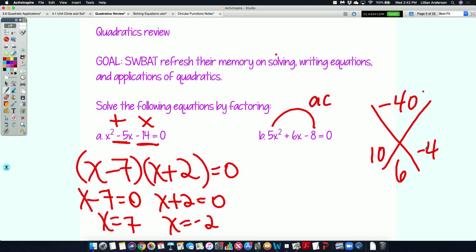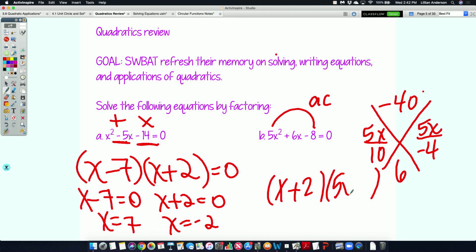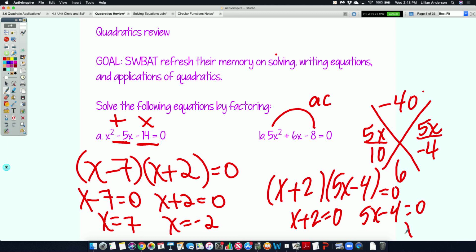And then what do you do from there? Put a 5. I'm going to put a 5x since we're going to end up factoring it from here. That 5x over 10 simplifies down to be what? x plus 2. Can this one simplify? No. So 5x minus 4. Again, you set those factors equal to 0. So that's x plus 2 equals 0, 5x minus 4 equals 0. And you'll have your 2 solutions of -2 and 4/5.